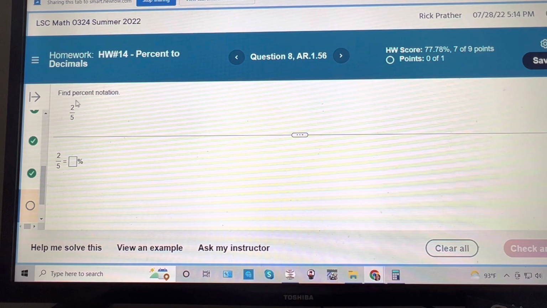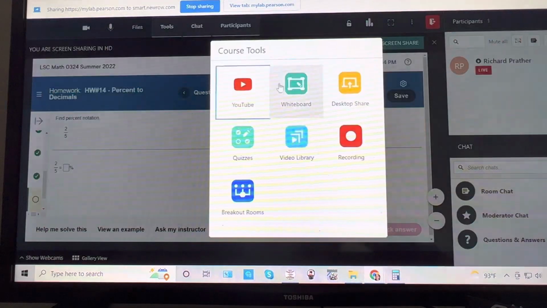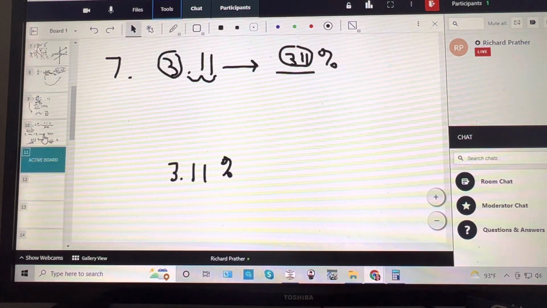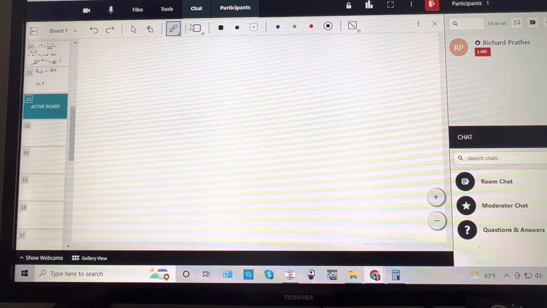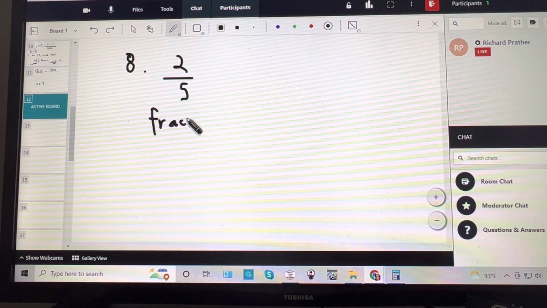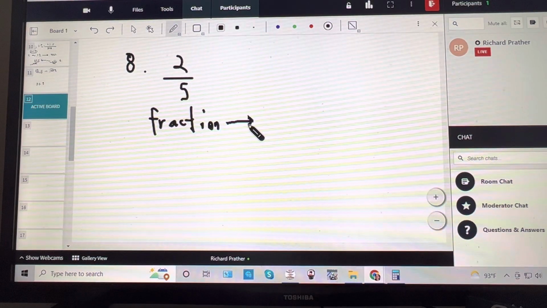Okay, find percent notation. Now we're putting it all together in one problem. Every problem up to this point was kind of one step at a time. Now we're going to do multiple steps. First, they give me a fraction, 2/5. You can't go from fraction to percent instantly, so what we need to do is change the fraction to a decimal first.